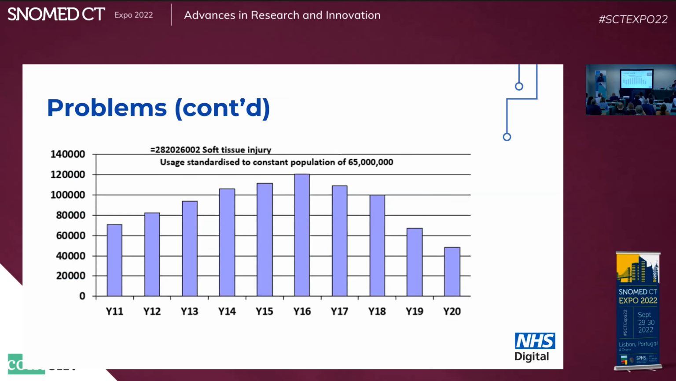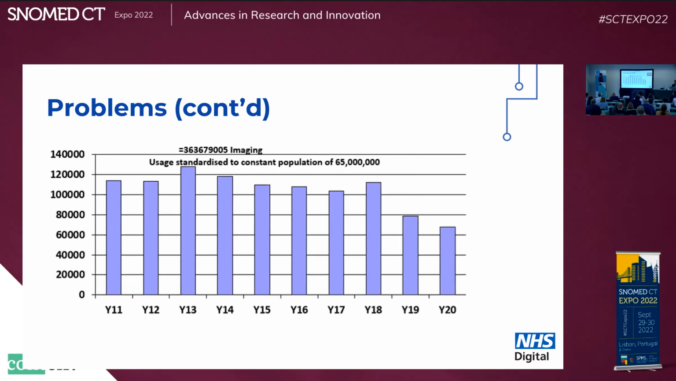At NHS Digital, we have seen an example like this. This is very great because it shows one of the problems: 100,000 concepts are entered each year that are just the concept of soft tissue injury. There is no place where that injury happened and how severe it was and things like those. Same with imaging. The concepts are just the imaging concept. You don't know what image was taken and where in the body and things like that.